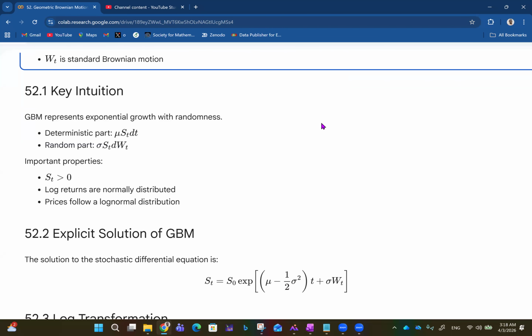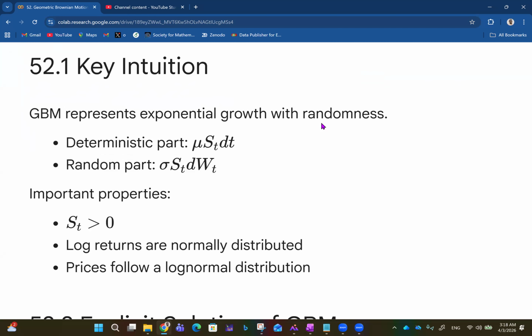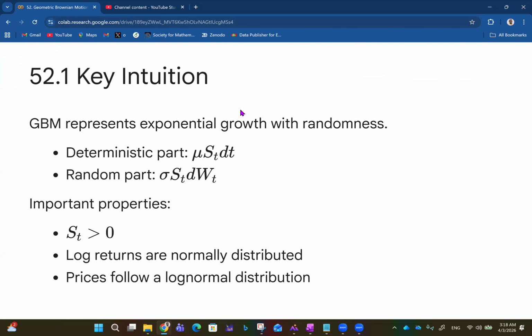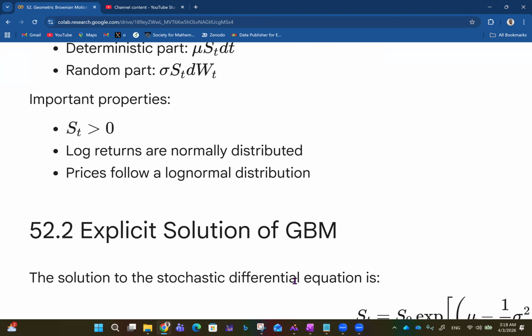So the key intuition here is that geometric Brownian motion represents exponential growth with randomness. So we have a deterministic part, mu S sub t dt, and a random part, sigma S sub t dW sub t. And we have important properties like S sub t greater than 0, log returns are normally distributed, and prices follow a log normal distribution.